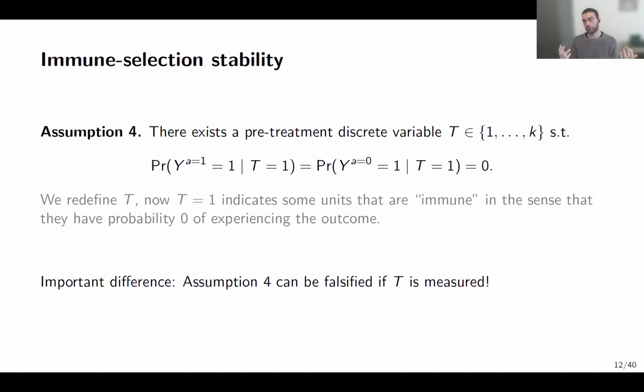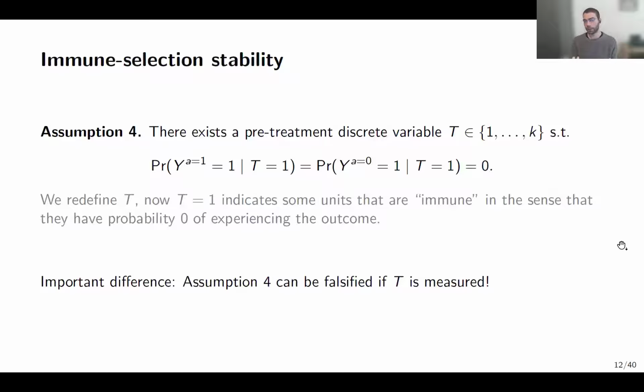Everything we need to do is just replace the way we define immune individuals. So before I said that immune individuals are individuals that in the world in which they are treated do not develop the outcome, and in the world in which they are not treated, they do not develop the outcome. Now I will define what immune means in a different way. So let's imagine that we have a pre-treatment discrete variable t, which can take values from 1 to k. And now everything I'm saying is that individuals who have t equal 1 have a probability equal to 0 of developing the outcome under treatment, and a probability equal to 0 of developing the outcome under control.